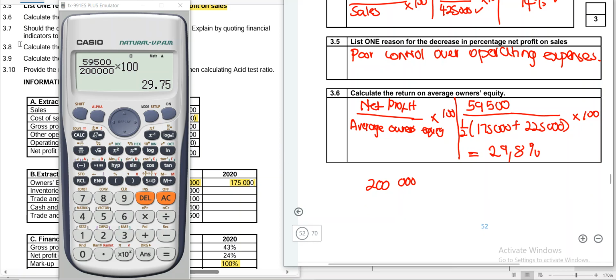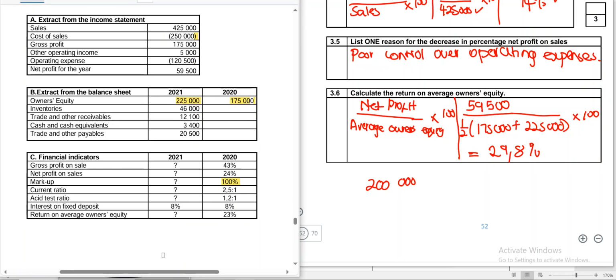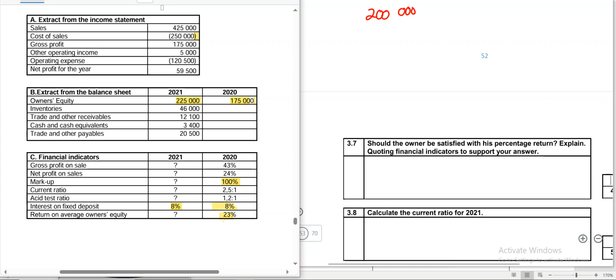Then let's hear what the next question says. 3.7 says, should the owner be satisfied with his percentage return? First thing that you must do, you must check, did the return increase or decrease? If it decreased, we should be very worried. And also, the return should be more than interest on fixed deposit in terms of percentages. So let's check our financial indicator, interest on fixed deposit. You can see it is 8%. Firstly, the return from last year was 23%. This year, the return is 29.8%. So the first thing that we must tell them is that the return on investment has increased.